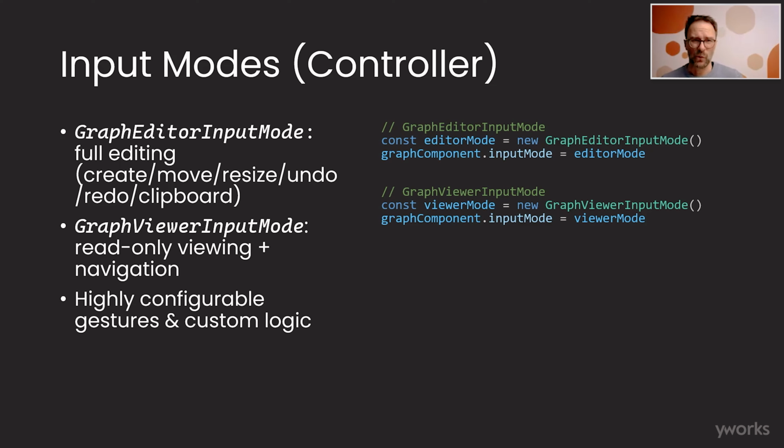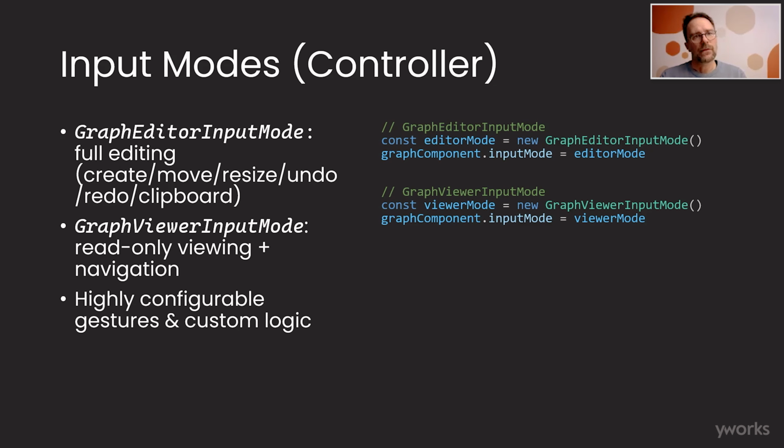So there are basically two modes that you have. By default, you can have any other number of modes, of course, but these are the ones that are available by default that you can configure to your liking. One is for really editing the graph, where you can create elements, move them around, resize them, use the clipboard, undo functionality, and so on. And the other one is mostly for read-only viewing.